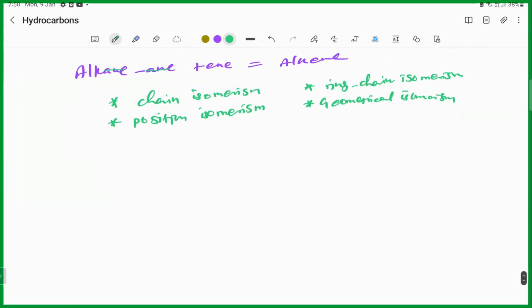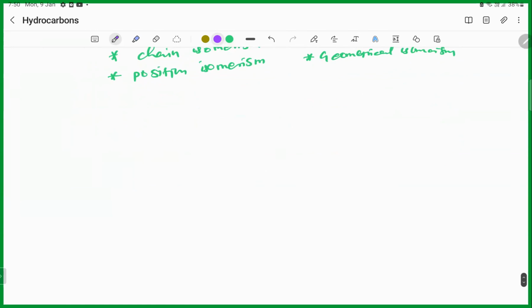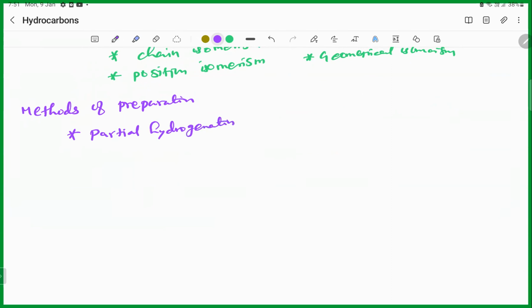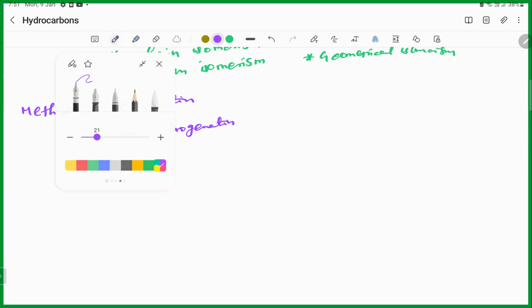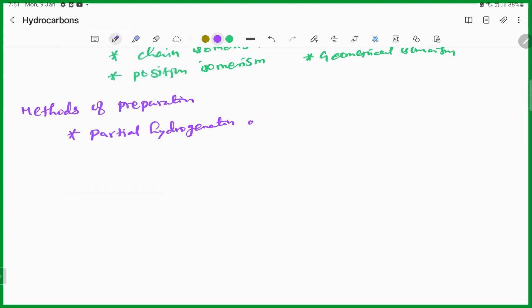Okay, so now we'll go to the methods of preparation. Number 1, partial hydrogenation of alkynes.